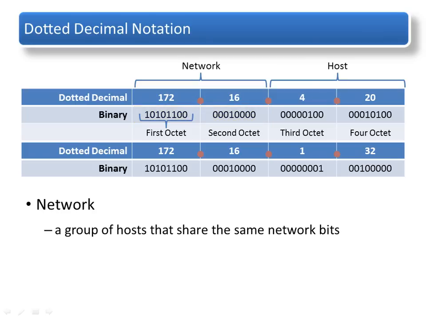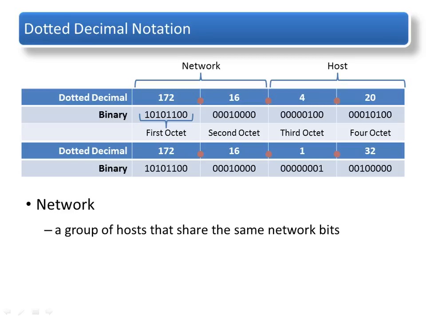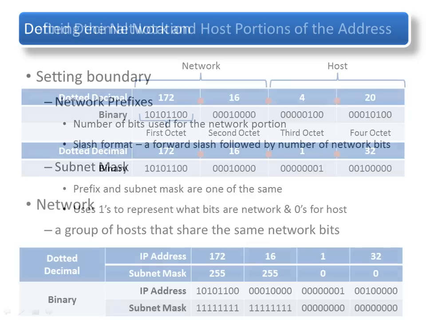The high order, or significant bits, the bits that make up the 172.16, represent the network portion of this IP address. A network is defined as a group of hosts that have identical bit patterns in the network portion of their addresses. Both examples belong to the same network because they both share the same significant bits. The rest of the bits denote the host side of the address. These bits can be used to determine the network size.